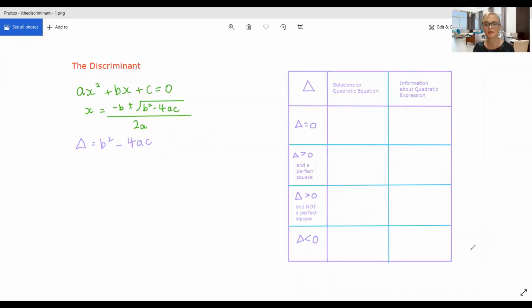Welcome back to Maths with Mrs. J. We're in the middle of a series of videos on solving equations, and we've just introduced the quadratic formula and we've done some examples using it.